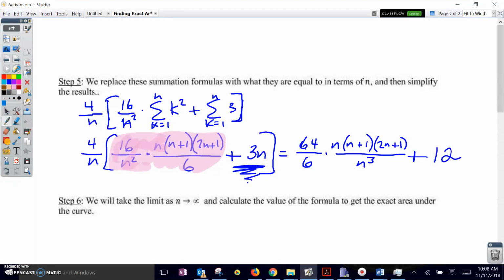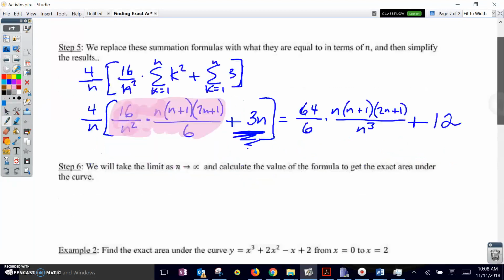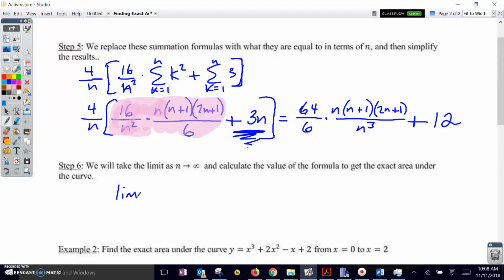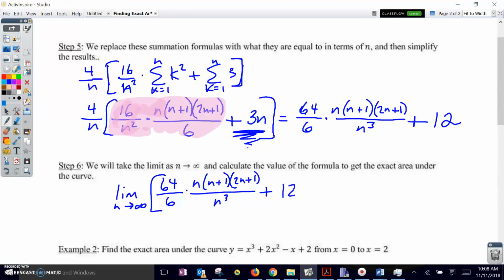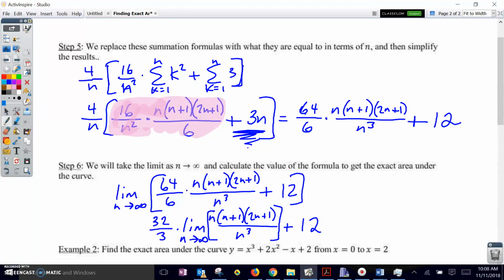Alright. And now what I need to do is take the limit as n goes to infinity of this expression in order to find the exact area underneath the curve. And because of limit rules that we already know, this is actually going to be equal to, I'm going to reduce the 64 over 6 to 32 over 3. This is going to be 32 over 3 times the limit as n approaches infinity of n times n plus 1 times 2n plus 1 all over n to the third. And that's what's inside the limit.